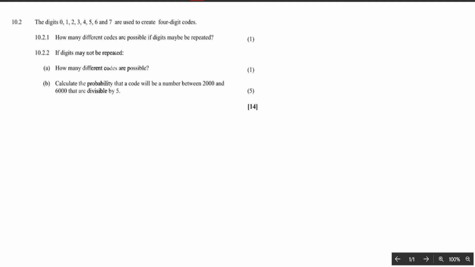Okay, guys, so we're going to do this probability problem. What we have are these digits. We have n equals 8 digits, and we're asked to create a 4-digit code. In the first question, we're told to find how many different codes are possible if the digits are repeated.